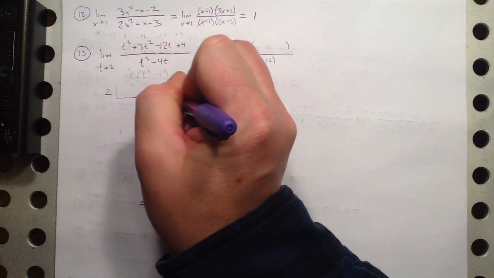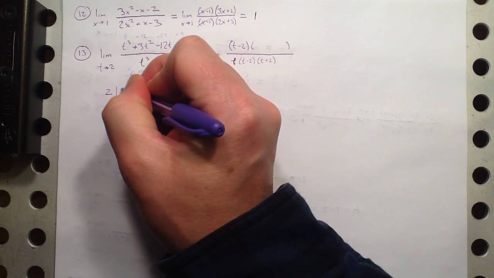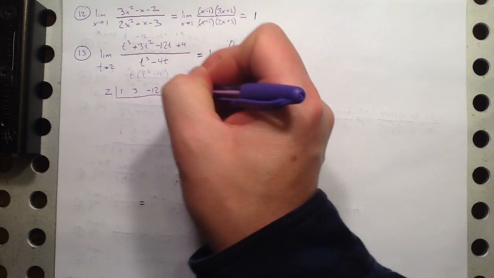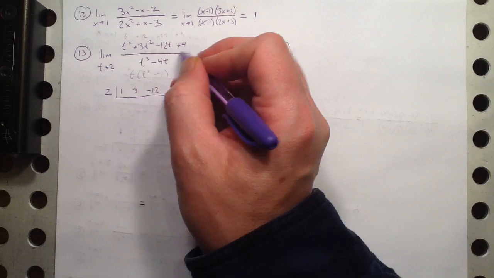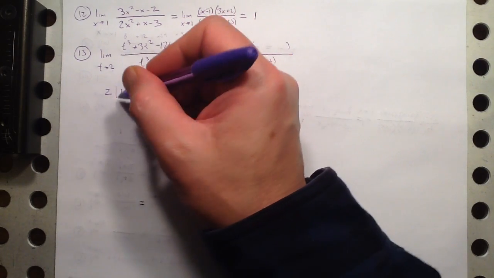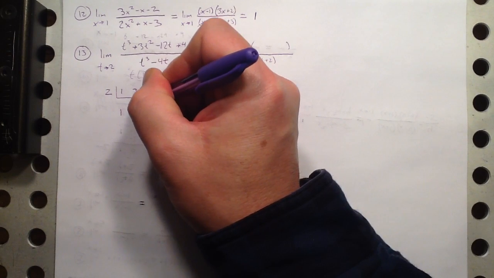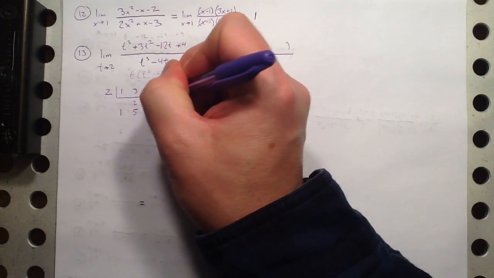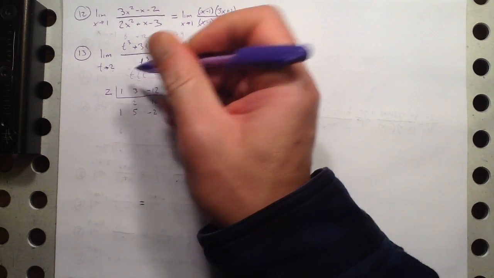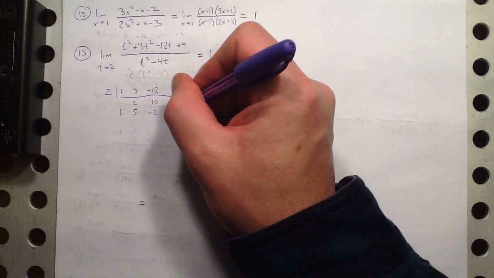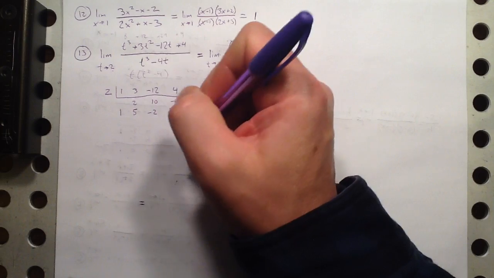synthetic division here, my coefficients are 1, 3, negative 12, and 4. There weren't any terms missing, so I didn't need any zeros there. So I drop the 1. 2 times 1 is 2. Add 5. 2 times 5 is 10. Add negative 2. 2 times negative 2 is negative 4. Add. I get 0. If you don't get 0 here, it means you messed up.